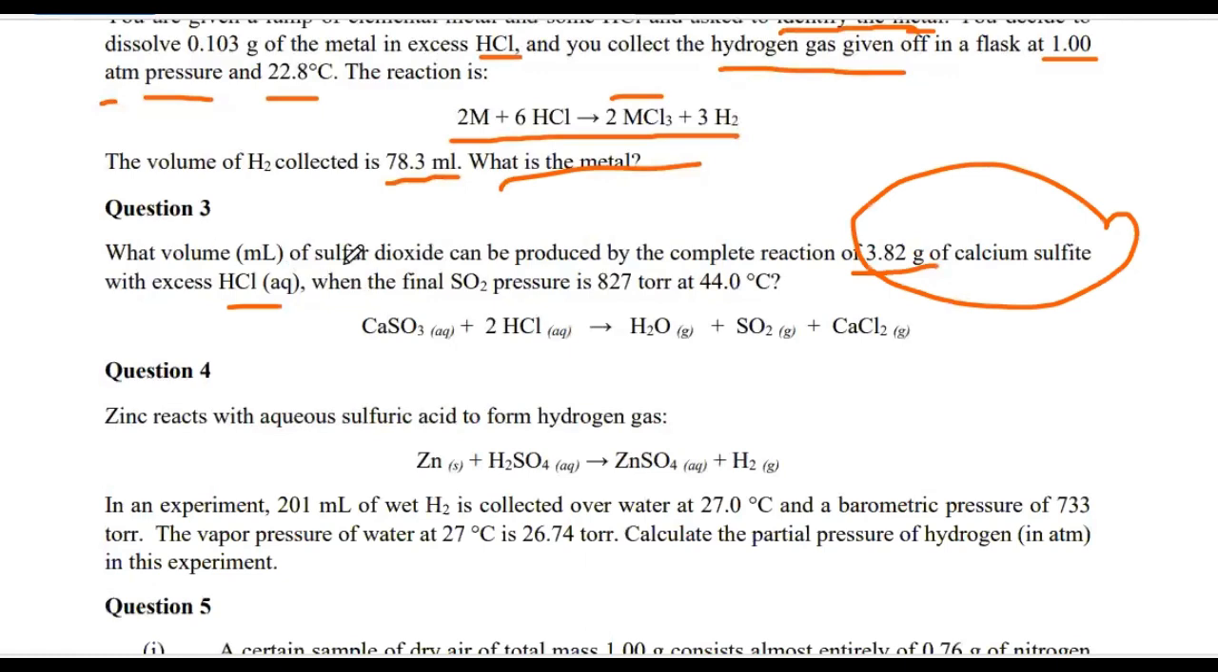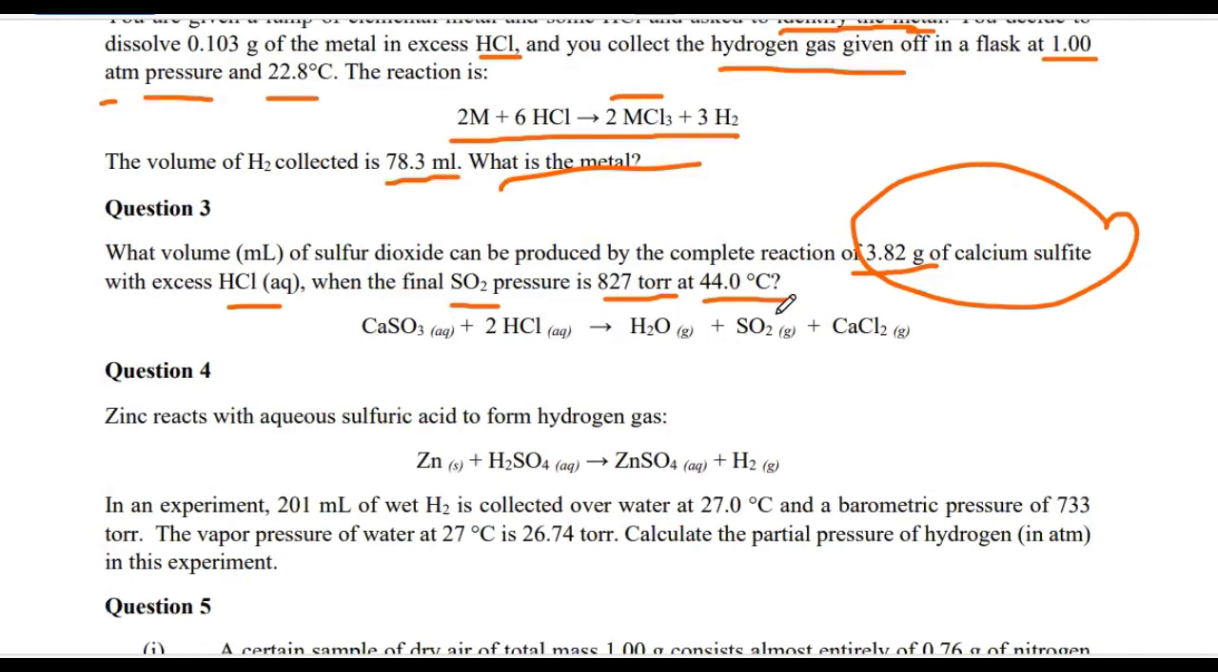They're saying, what volume of sulfur dioxide can be produced when the final sulfur dioxide pressure is 827 torr at this temperature? Remember I said whenever you are given a temperature or a pressure that is not in the standard units, you have to convert them back. So what is this question saying? How can we interpret it?